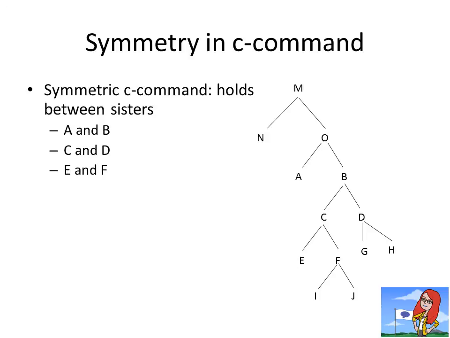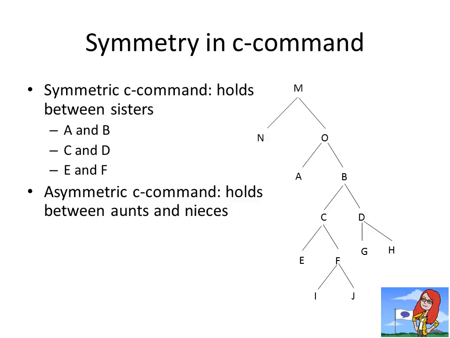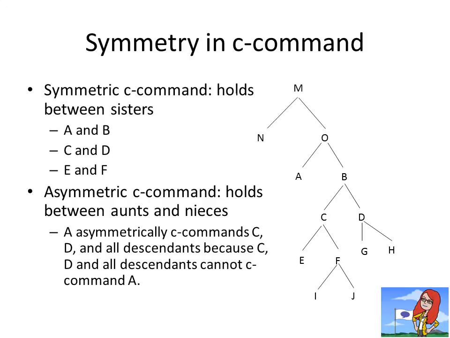What are the other symmetrical C command relationships? Great! It's G and H, and I and J. Asymmetric C command holds between aunts and nieces. This means that A asymmetrically C commands C, D, and so on, but C, D, and their descendants do not C command A. Can you find another asymmetric C command?